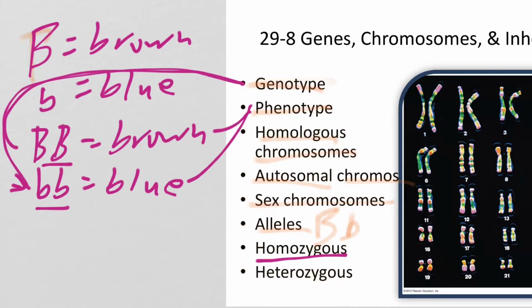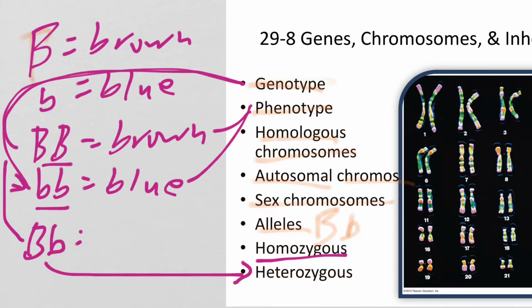If you get two different alleles, so a big B and a little b for a genotype, then you are heterozygous for that trait. Hetero means different. So because brown eye color is strictly dominant over blue eye color, if you have big B, little b, you will have brown hair. I'm sorry, we're doing eye color, brown eye color.